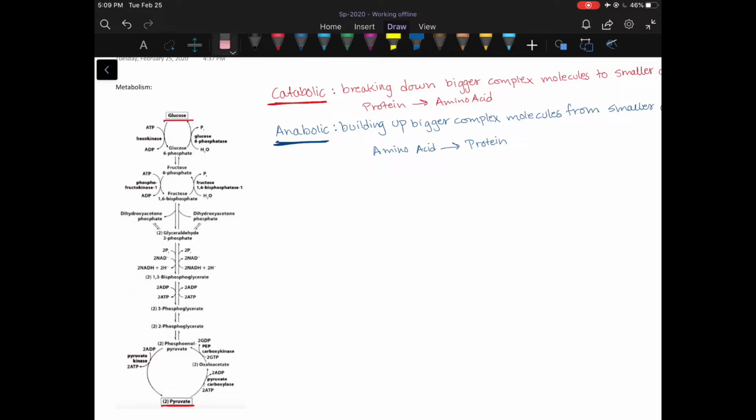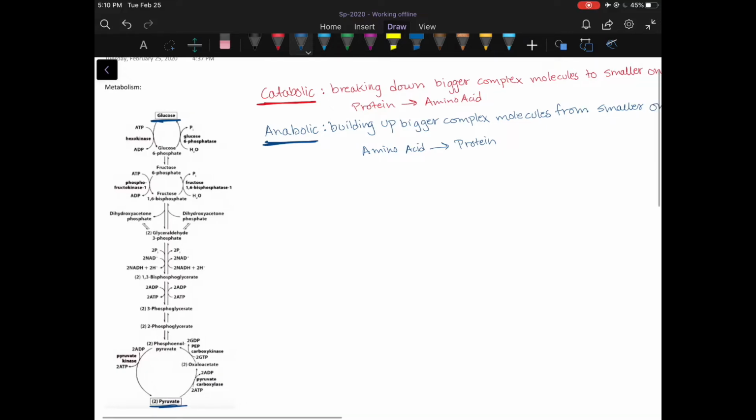And if we were to do the reverse reaction, so we go from pyruvate to glucose, we are building up a bigger complex molecule from a smaller one. So we're going from smaller pyruvate to a bigger glucose molecule.